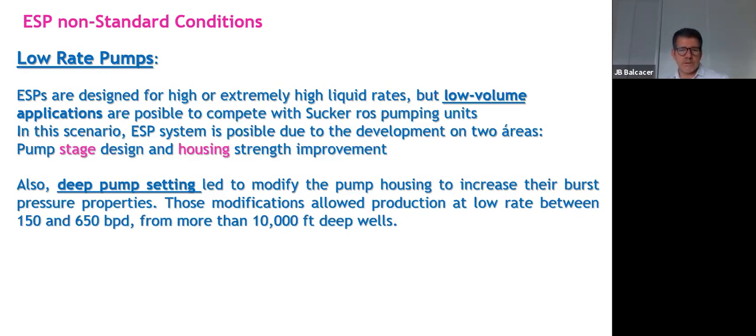Also, of course, in the case of deep pump setting, the housing should be very resistant because we are increasing the burst pressure properties. So when increasing the properties of those ESPs, we are able to produce low rates in very deep wells, something like 10,000 feet deep.